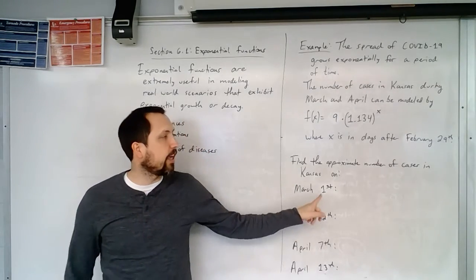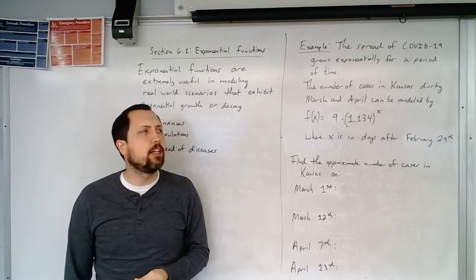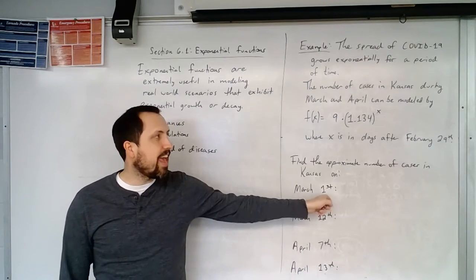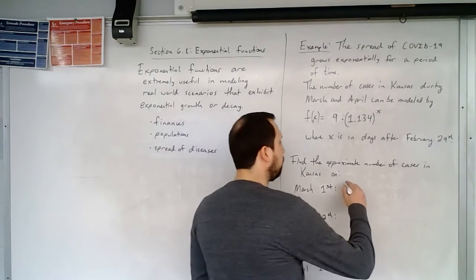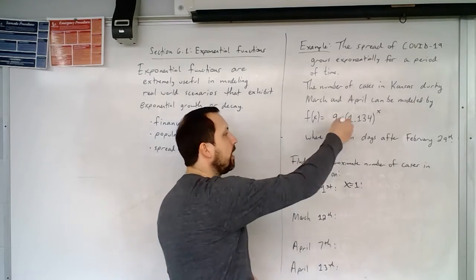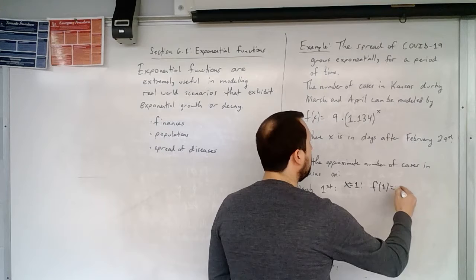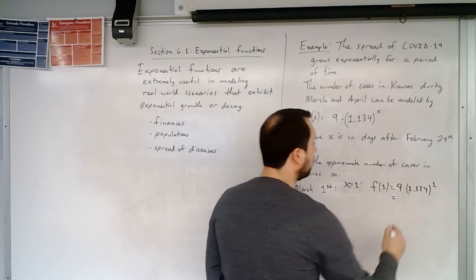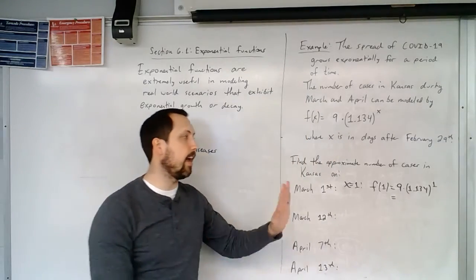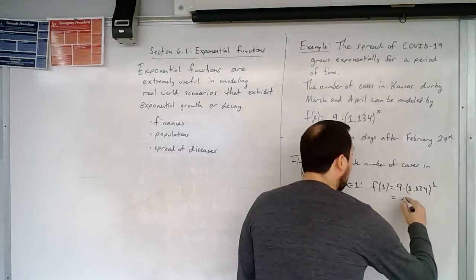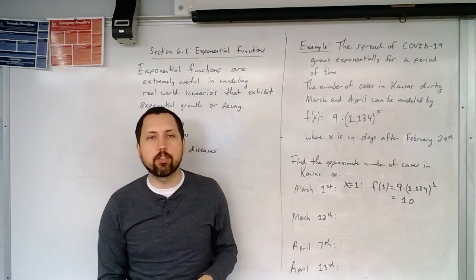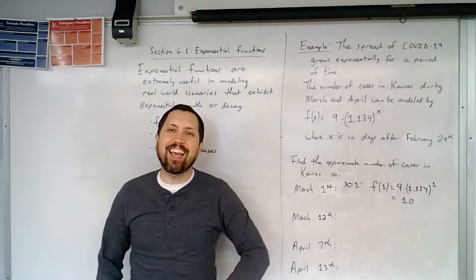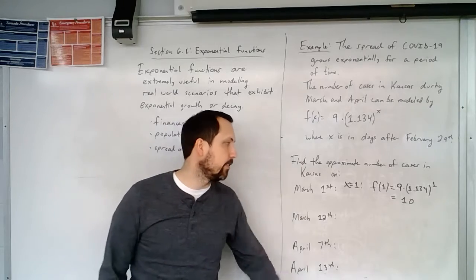What this looks like is we have to figure out what x value we're plugging in. x is the number of days after February 29th. So one day after February 29th is when x is equal to 1. So I'm looking for f of 1, which is 9 times 1.134 raised to the first power. Now this is where you just use your calculator and let that handle it for you. You get about 10. I'm going to round these numbers because you're talking about people here. So there's about 10 cases on March 1st in the state of Kansas.